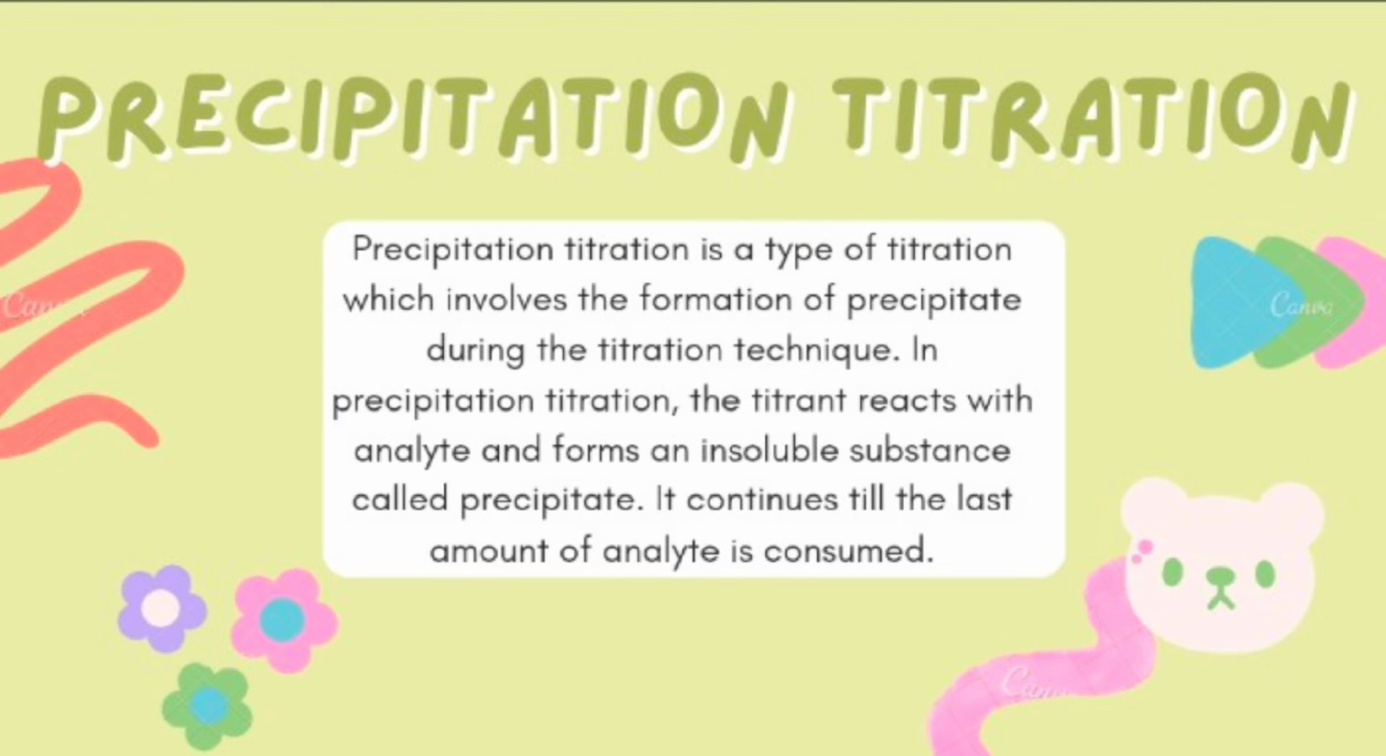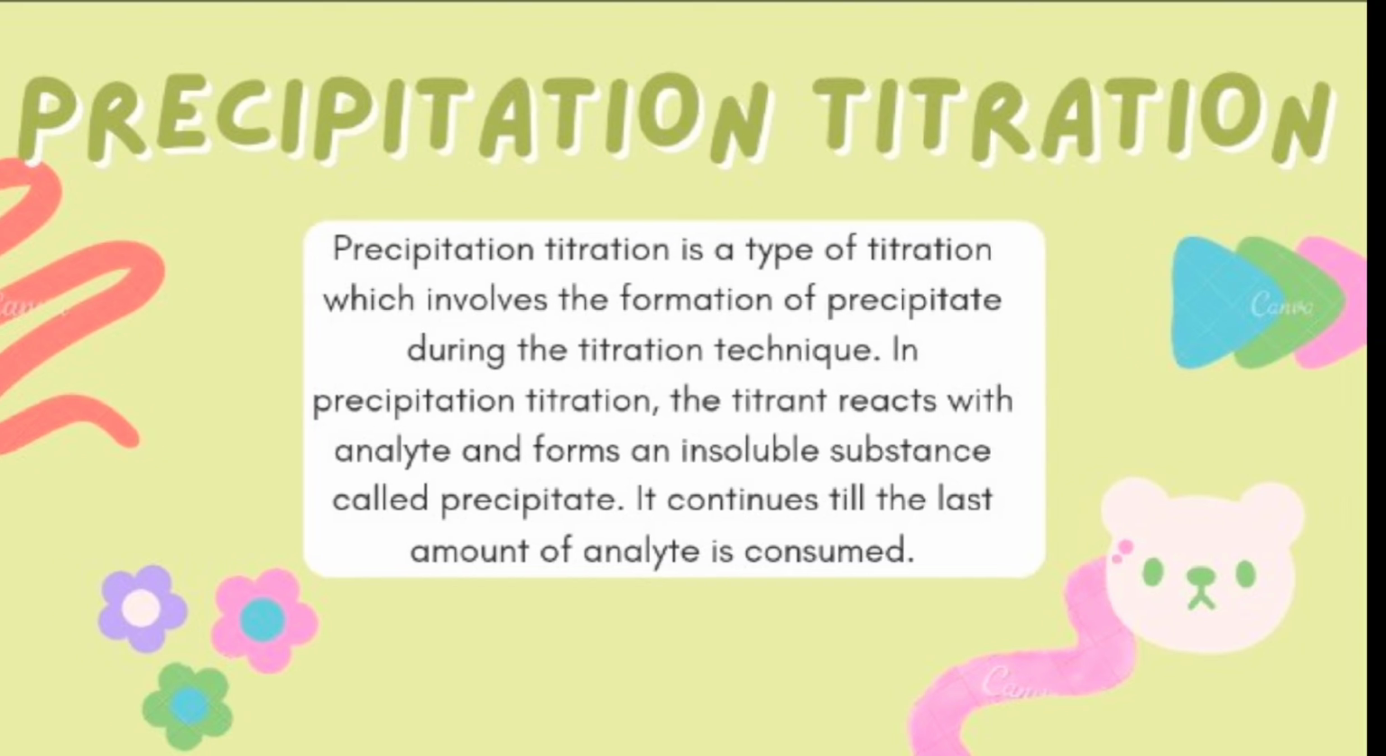The third one is precipitation titration. Precipitation titration is a type of titration which involves the formation of a precipitate during the titration technique. In precipitation titration, the titrant reacts with the analyte and forms an insoluble substance called a precipitate. It continues until the last amount of analyte is consumed.